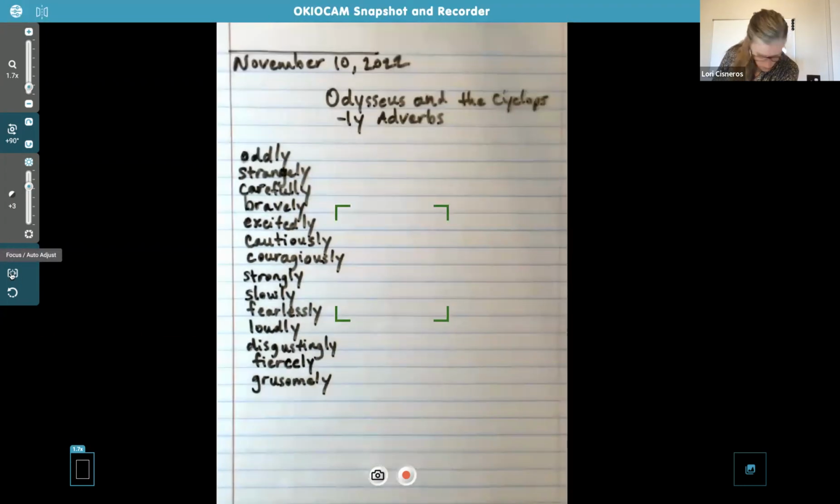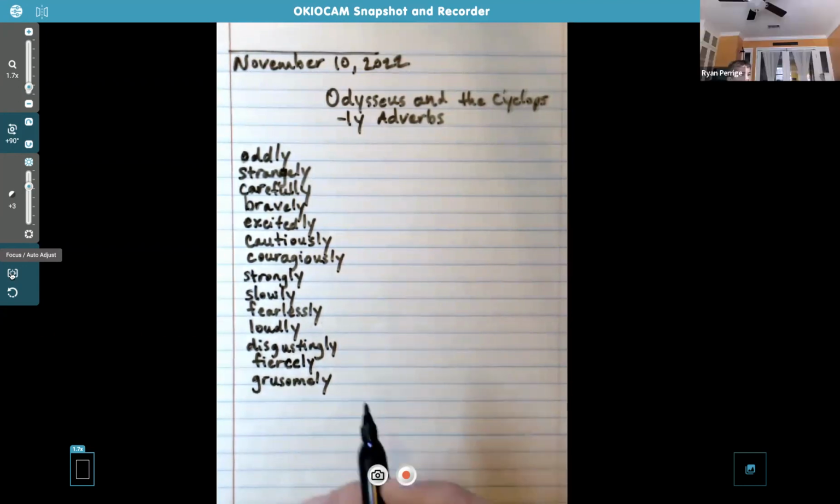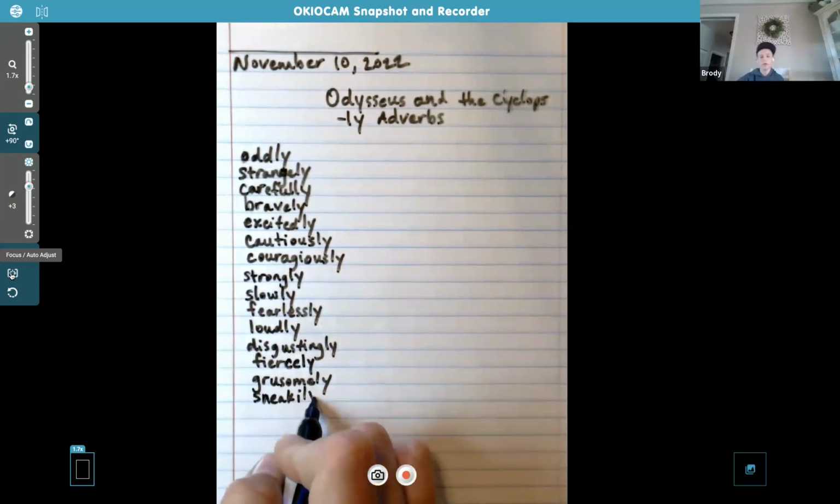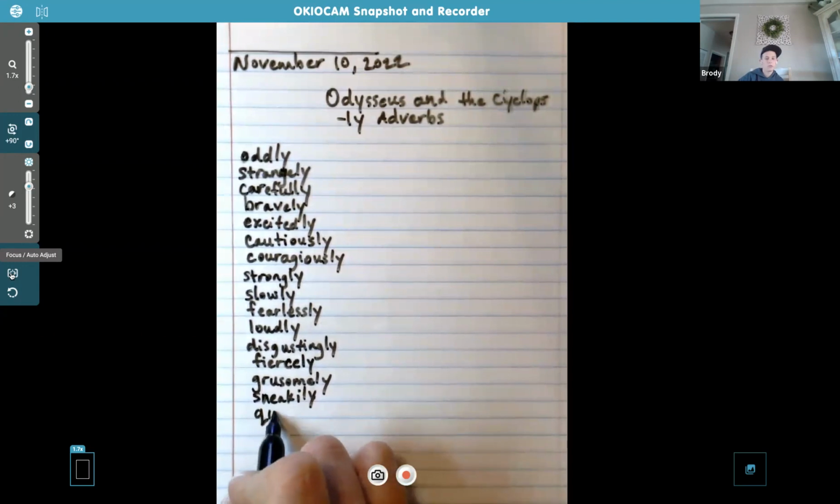Okay, how about one last little part here toward the end? While the Cyclops was away, they planned their escape. So they somethingly planned their escape. Sneakily, quietly. Good. Smartly. Good.